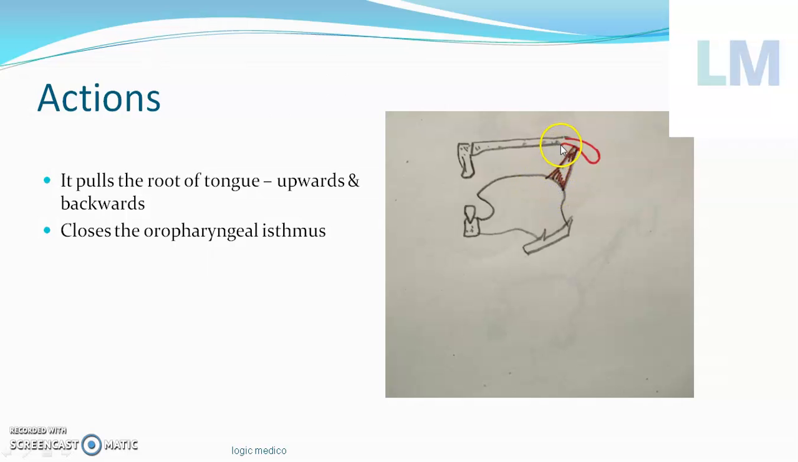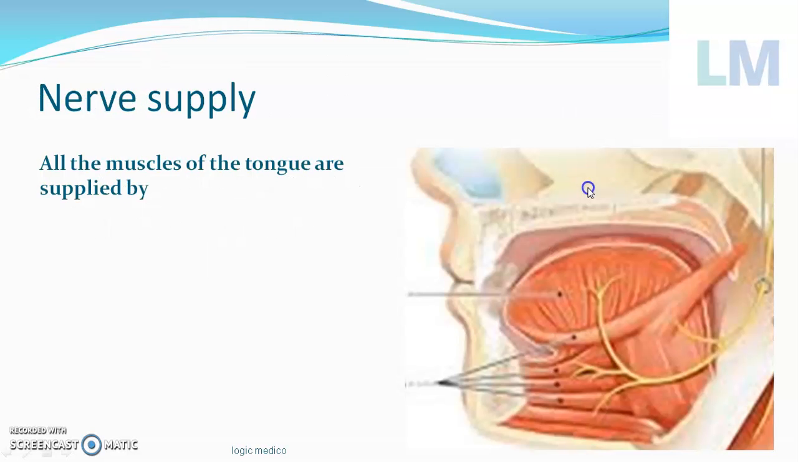So this is an important action during deglutition. Otherwise what happens? Food will go into the pharynx and will come back from the oropharynx, and it will be like playing table tennis over there. Therefore the table tennis like action is prevented by the palatoglossus, which pulls the tongue towards the palate, upwards and backwards, closing the oropharyngeal isthmus.